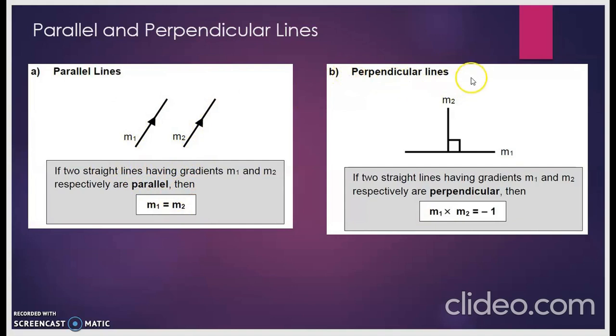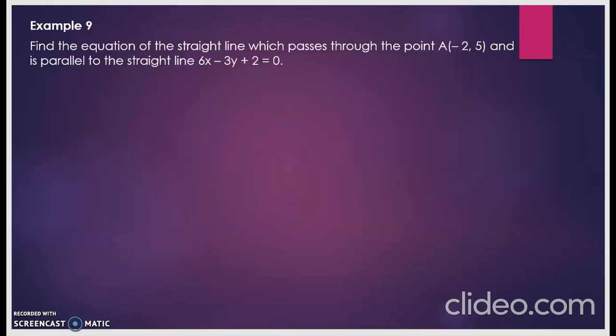Next, we look at perpendicular lines. So here is the perpendicular line, M1 and M2, line 1 and line 2. So in between them are 90 degrees. If two straight lines having gradient M1 and M2, respectively, are perpendicular, we need to use this formula. It means that the gradient M1 multiplied with the gradient M2 will be equals to negative 1. So for parallel line, we can directly use the gradient. But for perpendicular line, we have to use the formula in order to find another gradient. So now we look at example 9.